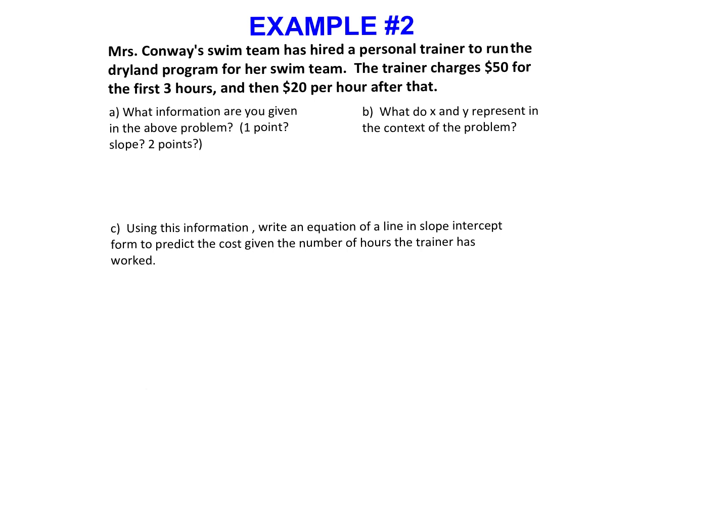All right, example 2. Mrs. Conway's swim team has hired a personal trainer to run the dryland program for her swim team. The trainer charges $50 for the first 3 hours, and then $20 per hour after that. So remember that the word per is telling me slope. So here I know that I have a slope value, so I can say my m value is essentially $20 per 1 hour, or 20.